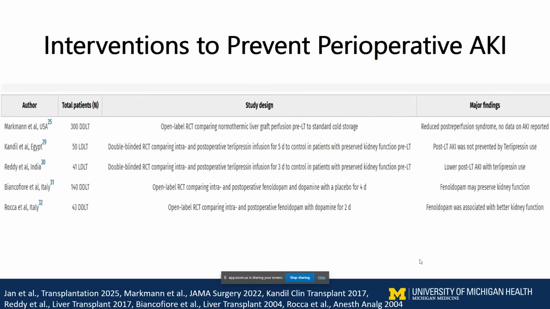This is something that I wanted to just present and open the discussion: mainly, what can we do to prevent perioperative AKI, because patients will have acute kidney injury after transplant, during the early post-transplant period. And there are a couple of things here. The first study basically compared normothermic liver graft perfusion to standard cold storage, and that reduced the post-reperfusion syndrome. There is no data on AKI.